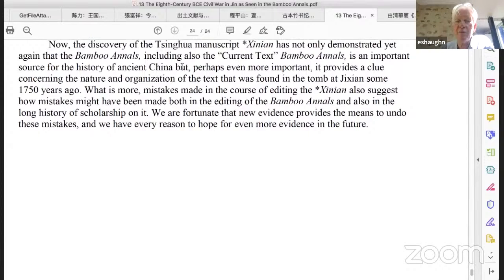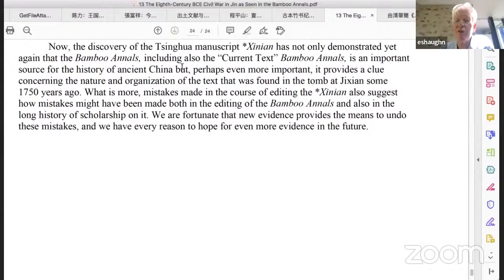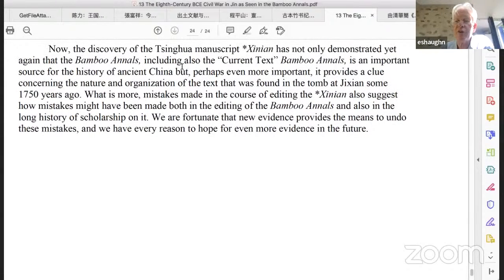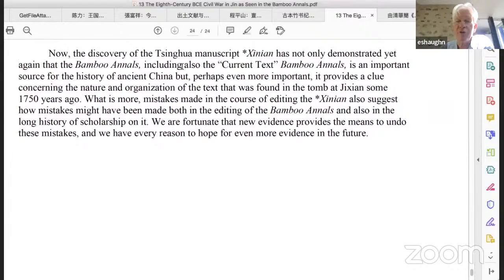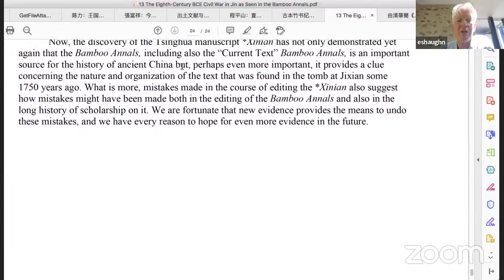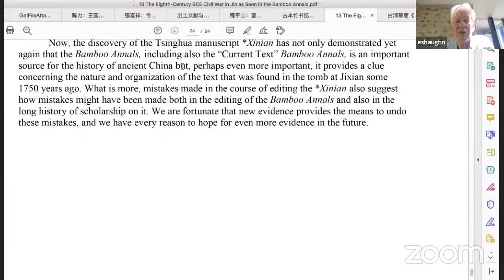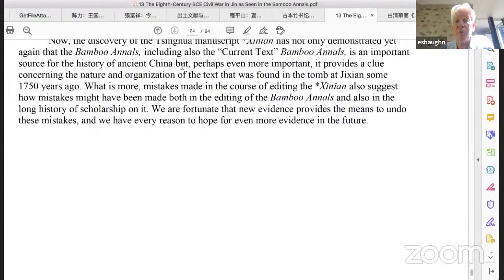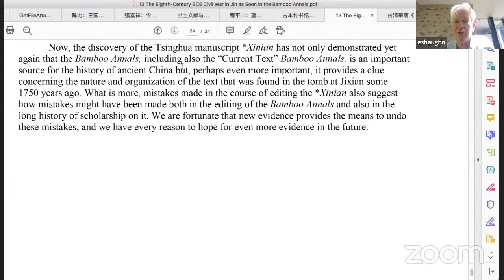What is more, mistakes made in the course of editing the Xinian also suggest how mistakes might have been made both in the editing of the Bamboo Annals and also in the long history of scholarship on it. We're fortunate that new evidence provides the means to undo these mistakes, and we have every reason to hope for even more evidence in the future.